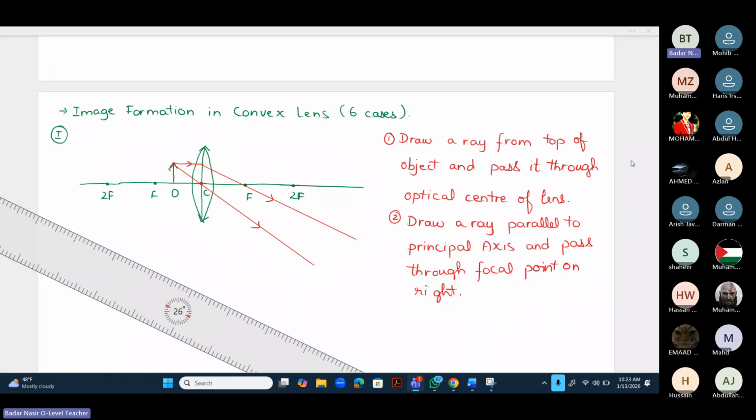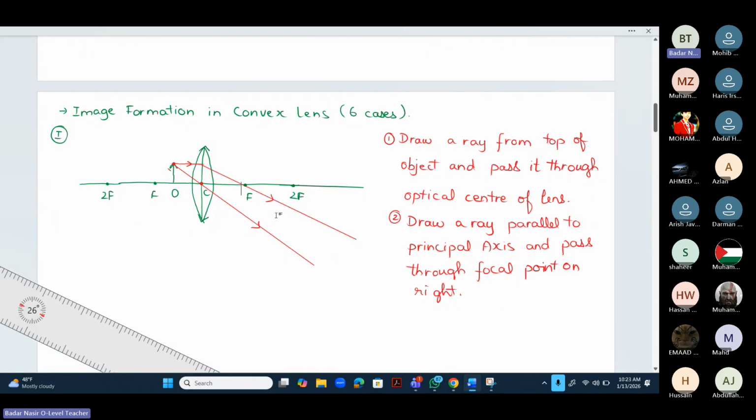These are the key steps for any ray diagram that you want to do. Whatever ray diagram comes in the exam, make sure of these things: draw one ray from the top of the object and pass it through the optical center, and then draw another ray which is parallel to the axis and pass it through the focal point F. Now if the rays do not meet on the right side, then extend the rays backward, and where they meet is going to be the image point.